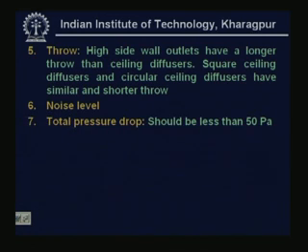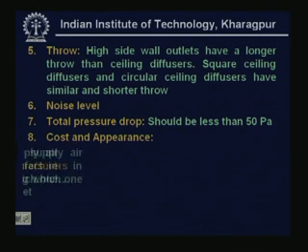Then comes total pressure drop. Total pressure drop generally varies from 5 to 50 Pascal depending upon the type of the outlet and depending upon its design and the flow rate, and normally it should be less than 50 Pascal. Then comes cost and appearance. So these are also important. In some applications cost is more important, in some applications appearance is more important. So depending upon the specific requirement, again you have to select the required type of outlet.